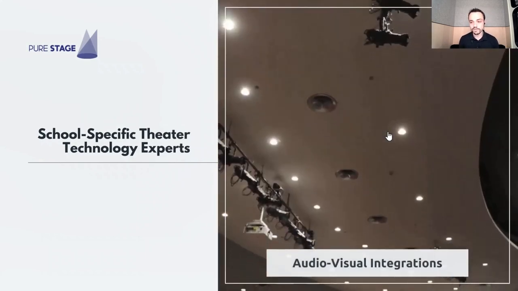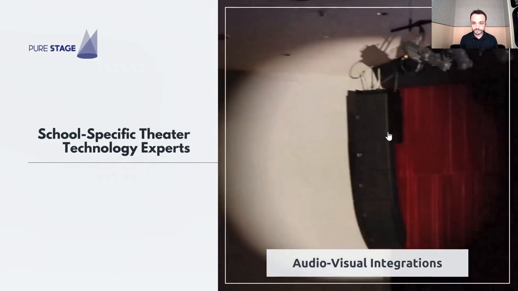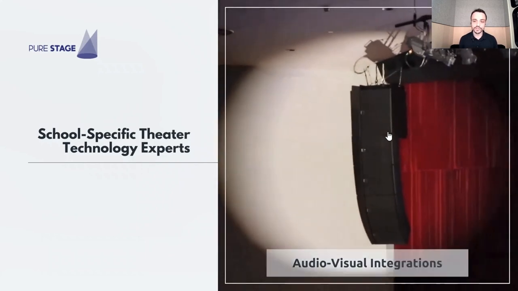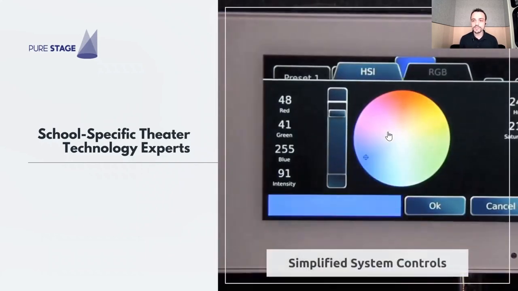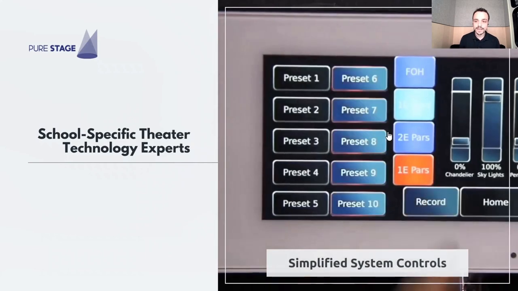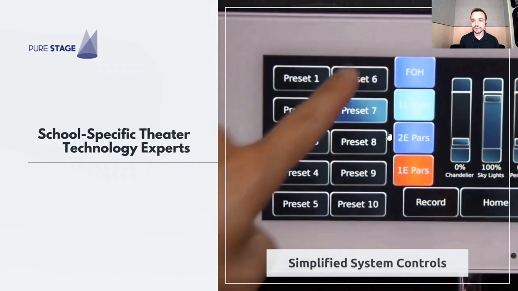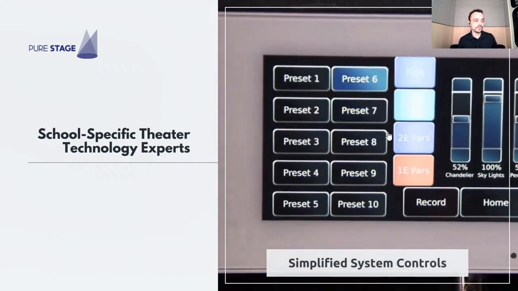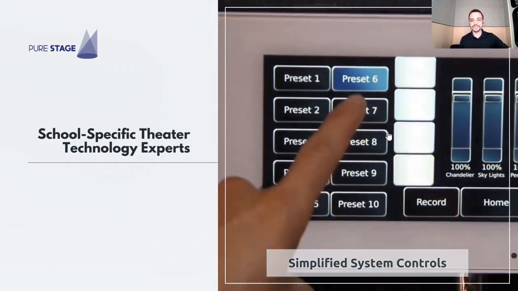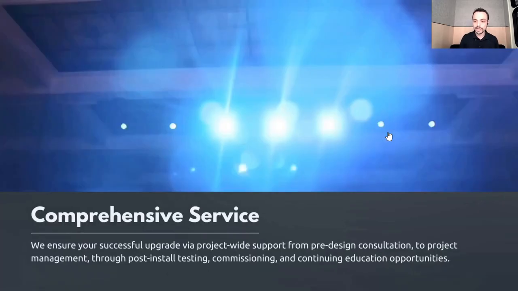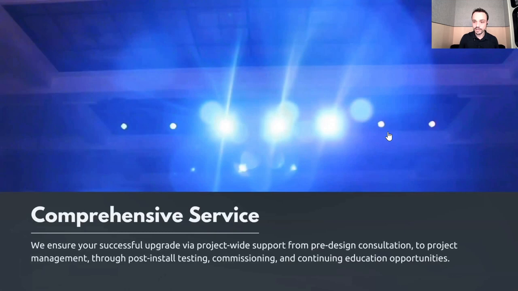Now we'll talk about audiovisual integrations, from the visual component, such as projection and video walls, to the sound component, as well as some control systems. This is something that we can do in a modern system in terms of the integration element. Again, we'll talk more about that in a few moments.